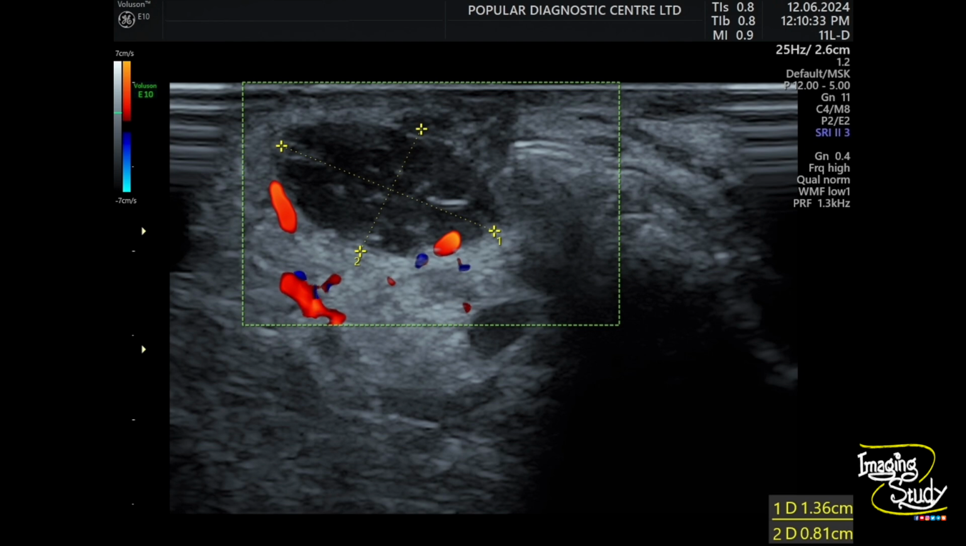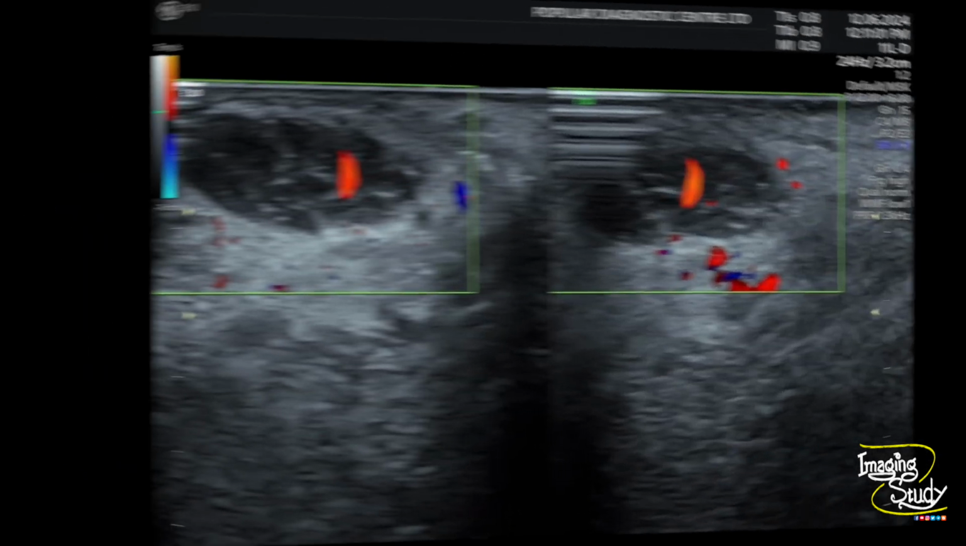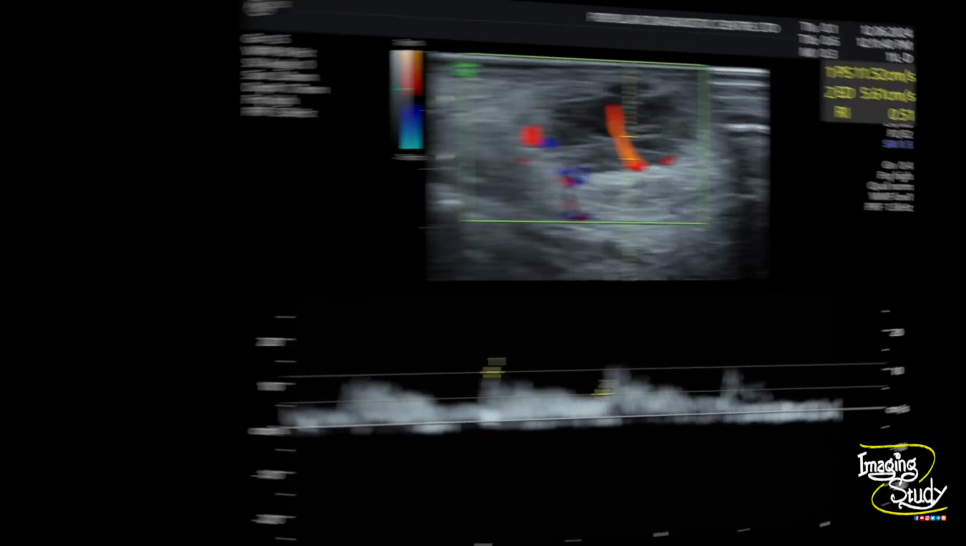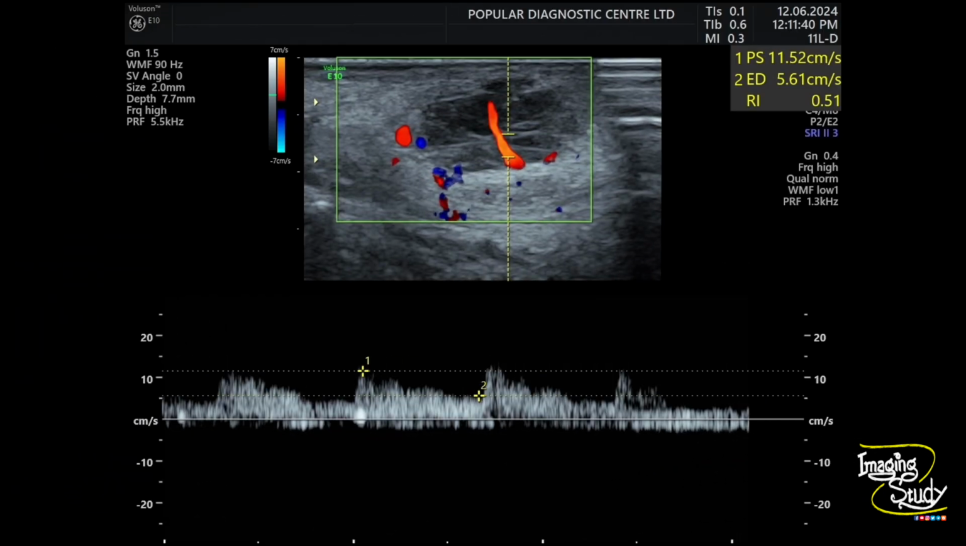Here's the measurement. You can see the lesion measures around 13 by 8 mm. The surrounding tissue architecture looks quite normal. Here's the feeding artery supplying the lesion. It arises from adjacent tongue arteries. We took spectral Doppler from this feeding vessel, showing a moderate resistance flow.